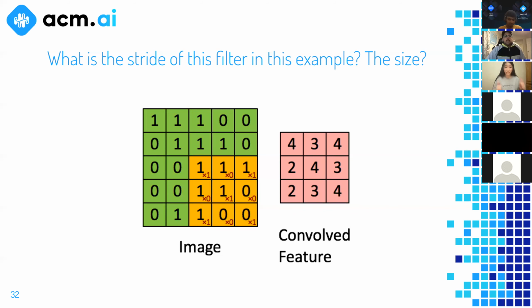Yeah, perfect. You guys seem to be getting it. So this filter has a stride of 1, because if you notice, it moves over once each time per neuron. And then the size would be 3 by 3 because it is 3 neurons wide. And yeah, you guys pretty much got it.